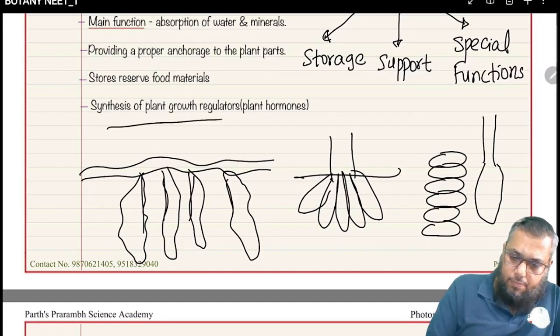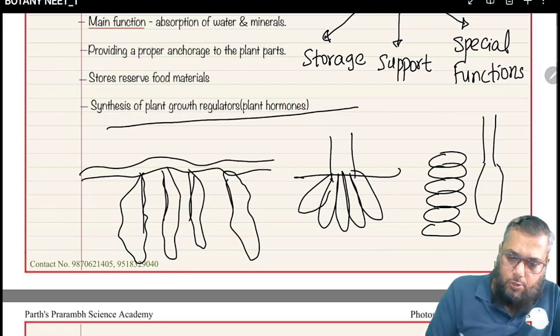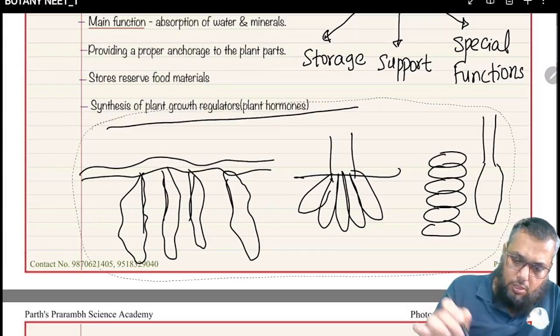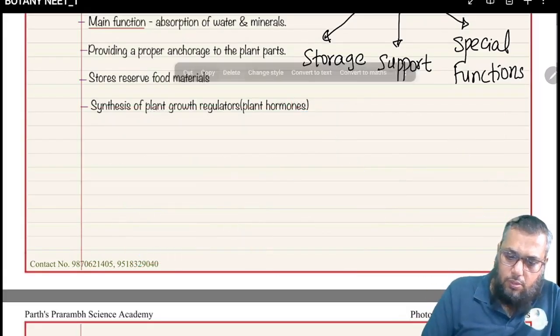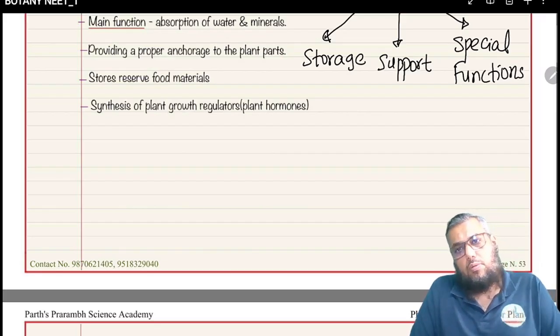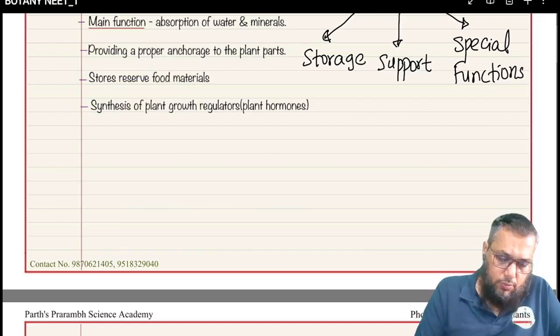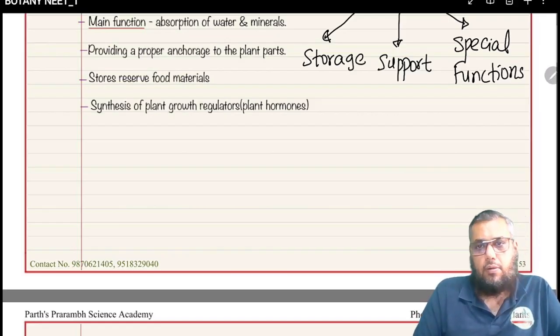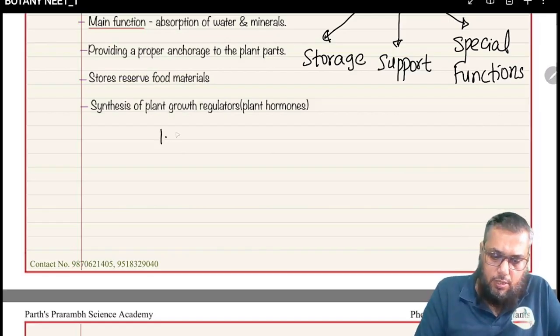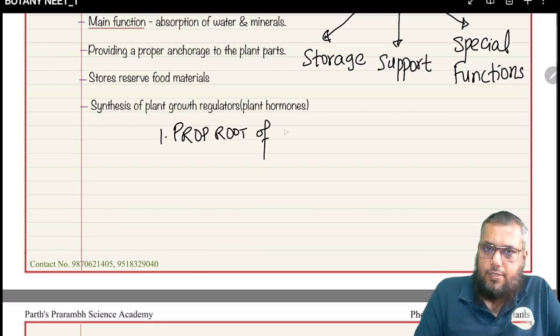Then for support. So when we say support over here, what I mean by support is the mechanical support we are talking about. So support here means mechanical support. So for the mechanical support, we can remember the first, which is called the prop root of Ficus bengalensis.